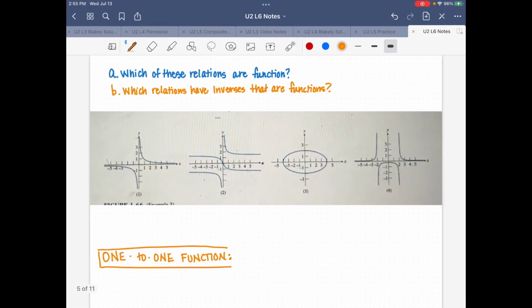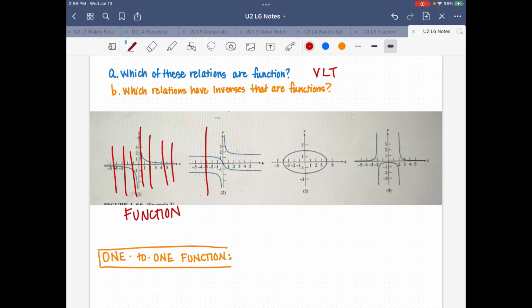All right, so let's look at, first, we want to see which of these relations are functions. So basically what we're doing is we want to know which ones pass the vertical line test. So when I look here, this passes, so it's a function. This fails, so it's not, because it fails the vertical line test. This is not, because it fails the vertical line test.